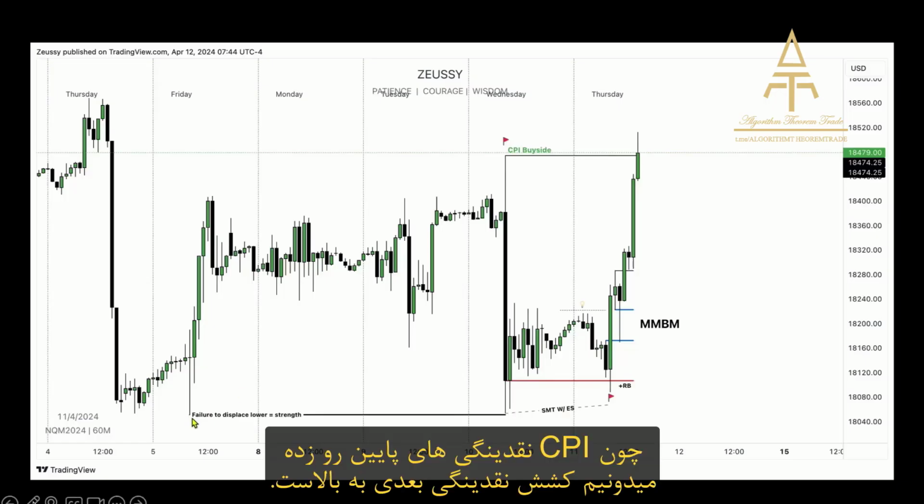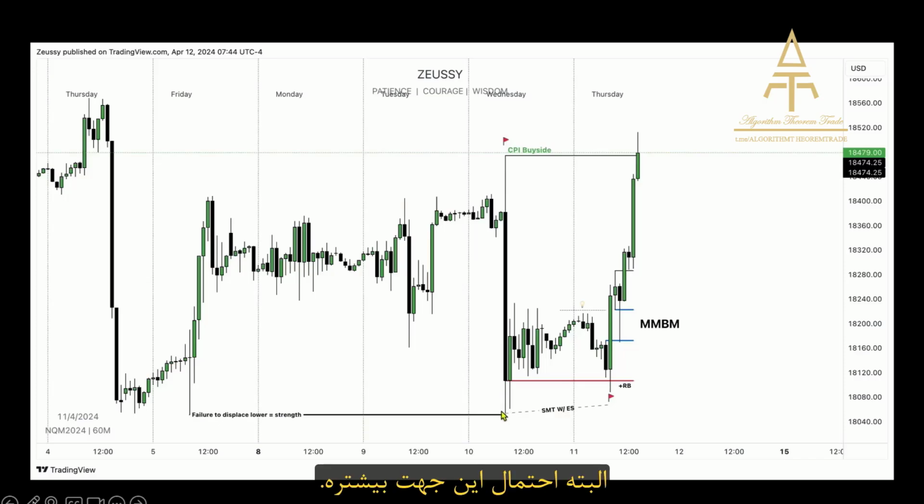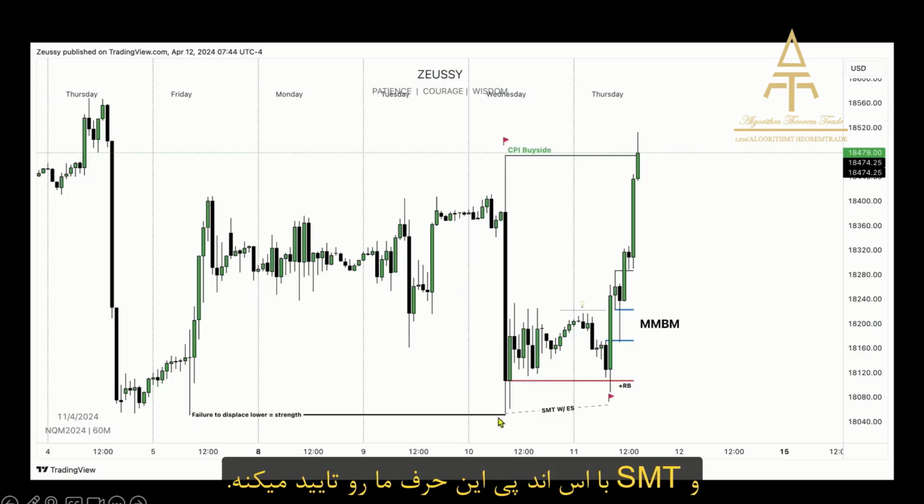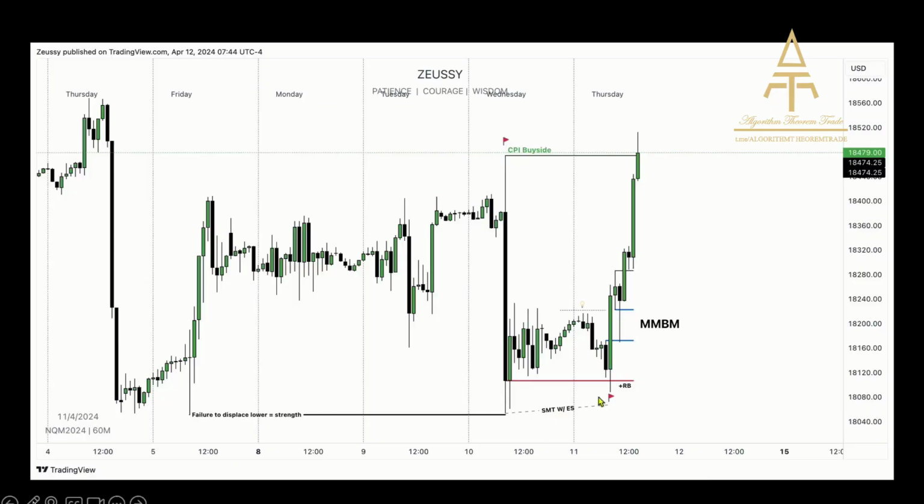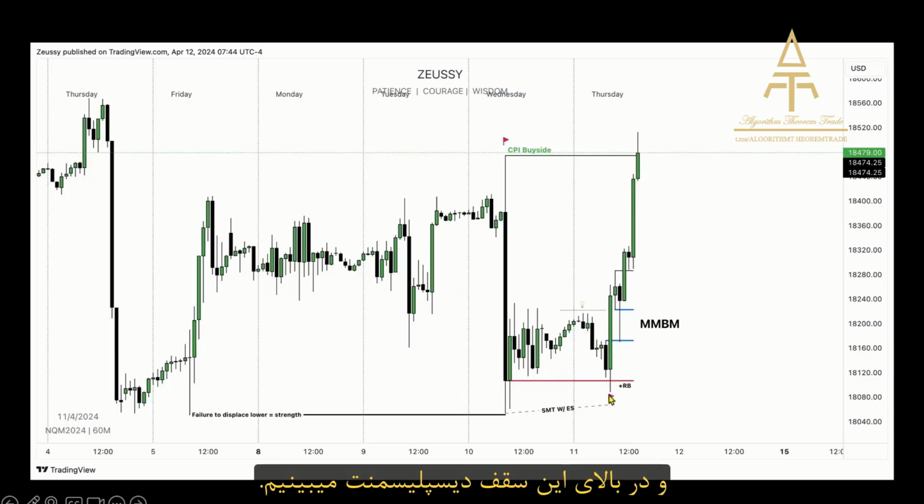Because the market failed to displace lower with CPI's release, we knew that Nasdaq was likely to draw higher. SMT with ES relative to the CPI candle to the previous day low confirmed this. Then at 8:30 on Thursday we had high impact news as well. What's curious is that the market displaces higher and we see it displace above this high right here.